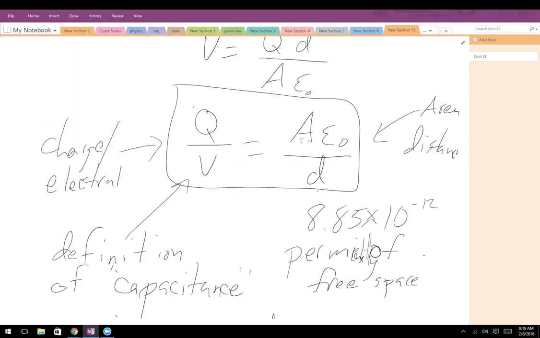Okay, so A is not changing. Epsilon's not changing. It's still got air in between them. But the distance between them is doubling. So if I double the bottom, what happens to the other side? Well, if I double the bottom, the other side is going to cut in half, right? So the capacitance is cutting in half.